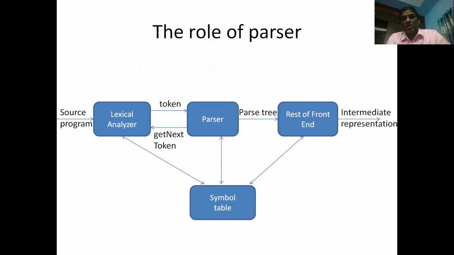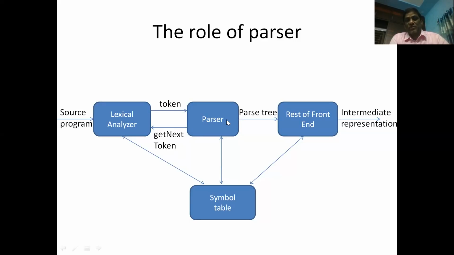Okay. The role of the parser: as we all know, the parser is the second phase of the compiler. The first phase is the lexical analyzer, which takes the source program as input and produces a stream of tokens to the parser based on the request given by the parser. Get next token is the request given by the parser to the lexical analyzer. Then the lexical analyzer generates a token, issues it to the parser, and this process is repeated until all the tokens are given to the parser.